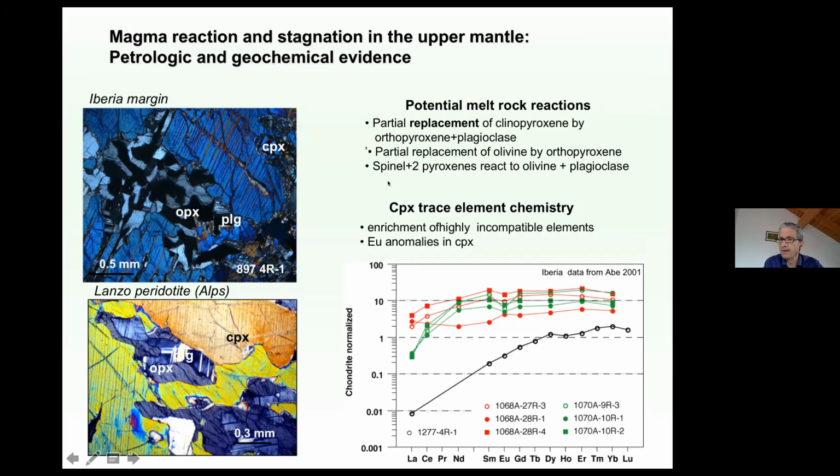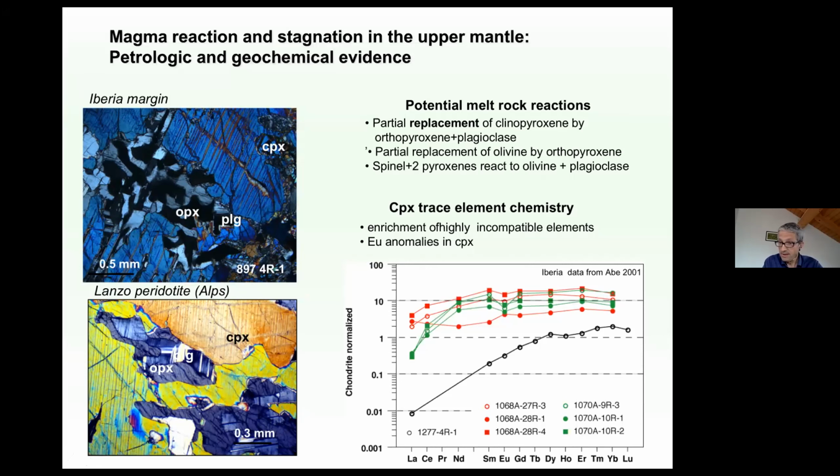Other ones are you can replace olivine by orthopyroxene in the shallow mantle lithosphere, or you replace spinel and two pyroxenes and they will react to olivine and plagioclase. The nice thing about these textures, usually if you analyze them by microprobe or laser ablation, I just show you one example, is that there are trace elements.